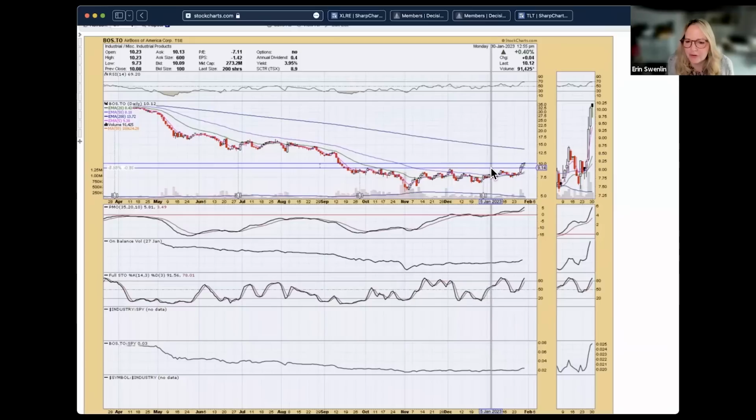Yeah, this is going to be a tough one. So the next level of support isn't for another 10%. I know that is kind of a deep stop to have to think about, but really that's the level that you're going to be in danger.